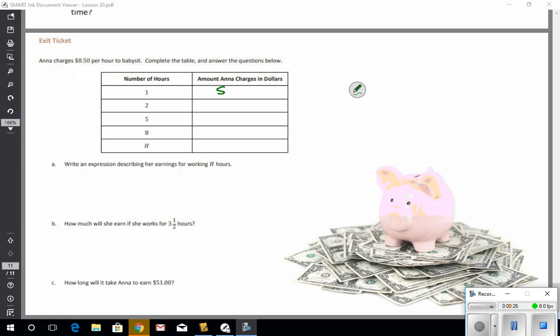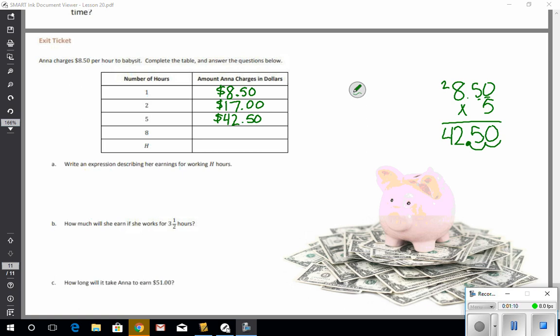So in 1 hour, she's going to make $8.50. In 2 hours, she's going to double that, so she will make $17. In 5 hours, we can go ahead and start looking for the pattern. If it's $8.50 per 1 hour, then in 5 hours, we can set up the multiplication. And there are two places behind the decimal, so I'd need two places behind the decimal. So in 5 hours, she's going to make $42.50.